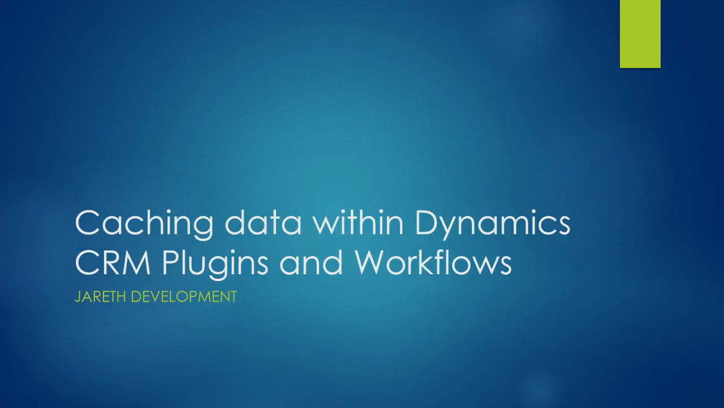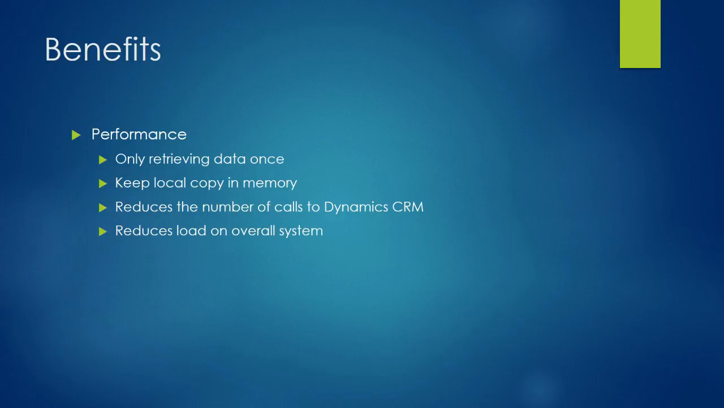So let's get started with the benefits. The main benefit of caching data in your code is to improve performance. This is achieved by only retrieving the data the first time it is needed and then keeping a copy of the data in memory. This is instead of getting it from CRM every time the plugin executes. Now, although you won't see an improvement on the first execution of your plugin, every subsequent execution should be quicker.